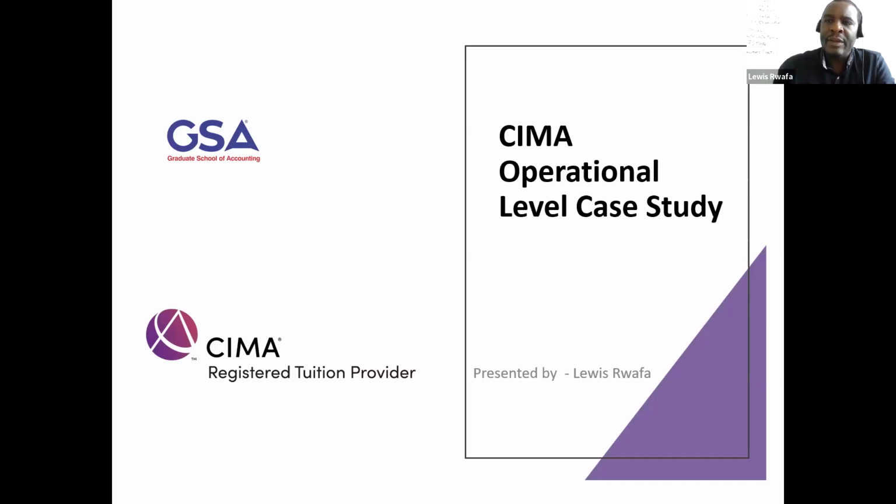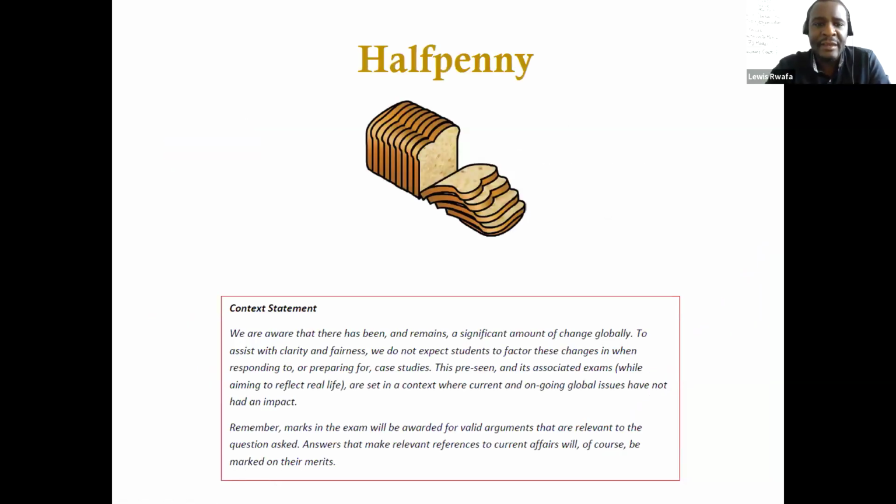A bit of boring stuff that I'm going to do first before we go into the business of the day. This is Halfpenny. This is the same pre-seen analysis that was used in the May exam. So the examiner doesn't expect you to incorporate all these global changes in this pre-seen material. But you can factor them into your explanations and your answers, perfectly fine.